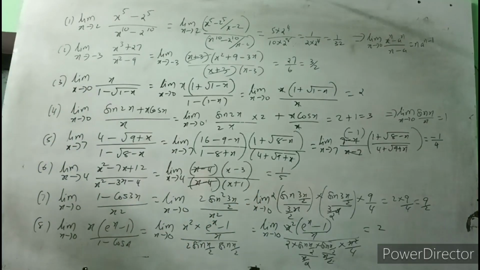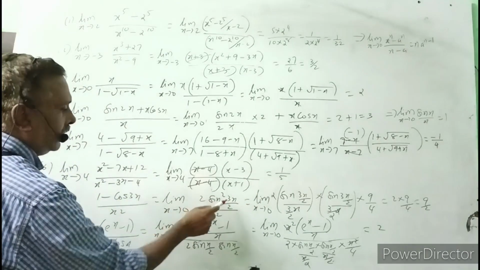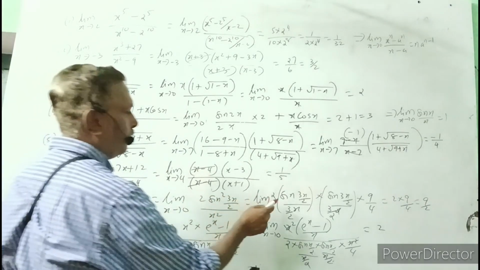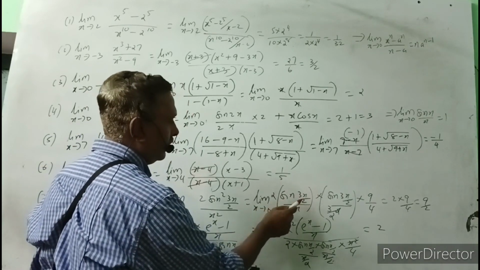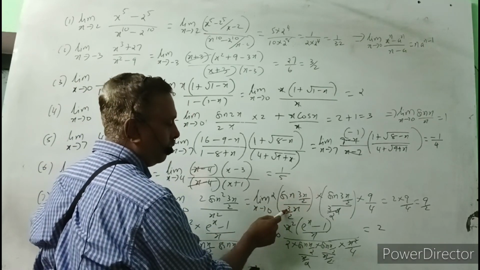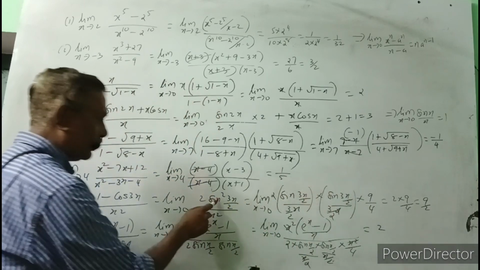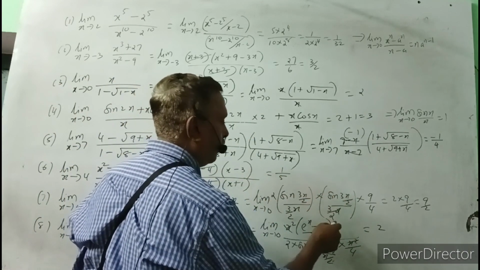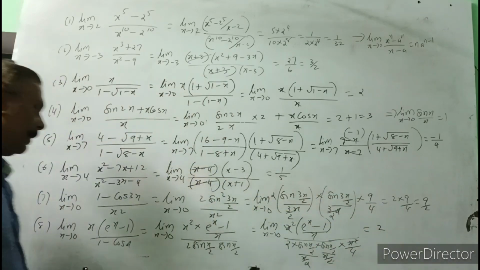Here the 1 minus cos mx formula is applied, 2 sin square 3x by 2 upon x square. Now it is separated into 2 parts, and to make it 1, sin 3x by 2 is multiplied and divided so that it will become 1. The same is written here, the square is split into 2 and I made it into 1 so that 2 into 9 by 4, 9 by 2 remains.